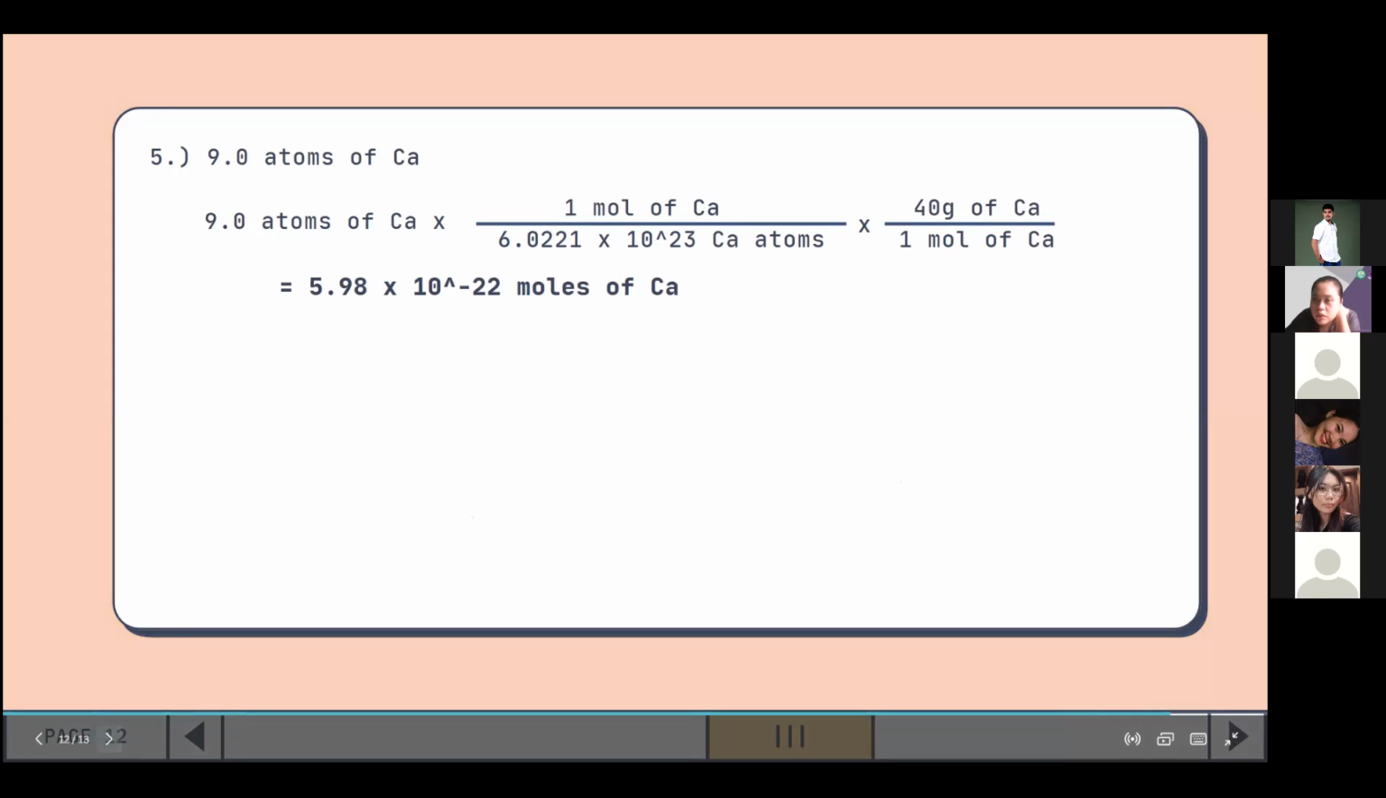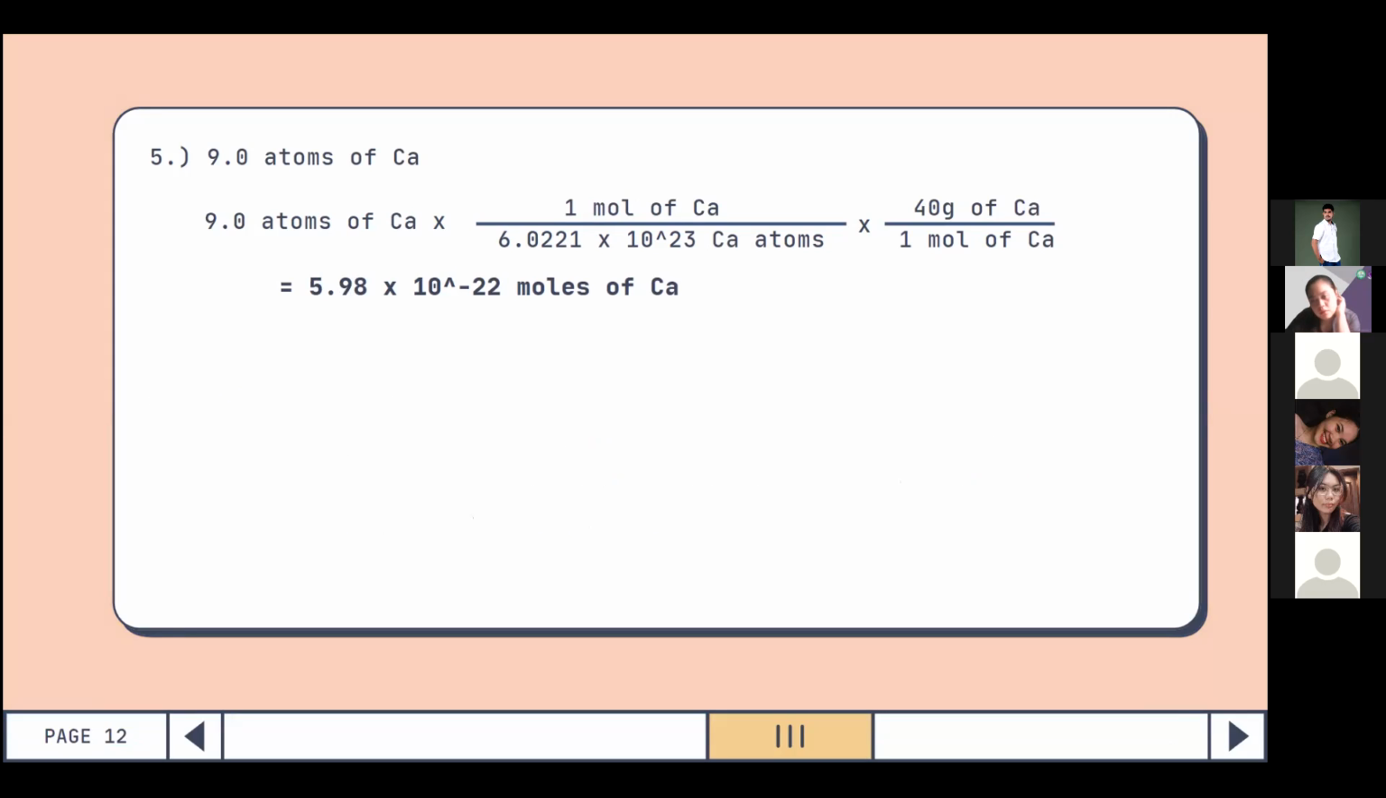The given number of number 5 is 9.0 atoms of calcium. 9.0 atoms of calcium times 1 mole of calcium over 6.0221 times 10 raised to the power of 23 calcium atoms times 40 grams of calcium over 1 mole of calcium. The answer is 5.98 times 10 raised to the power of negative 22 moles of calcium.